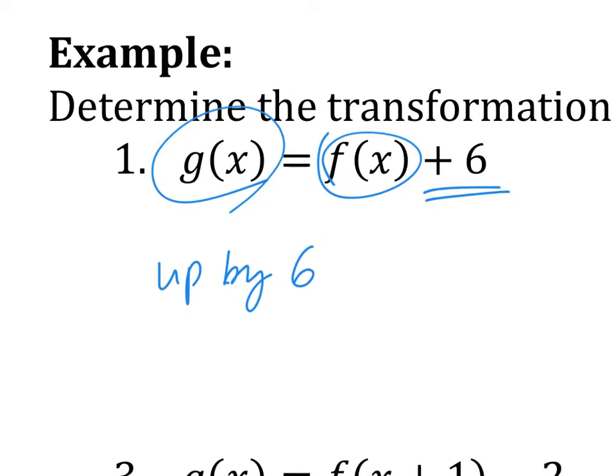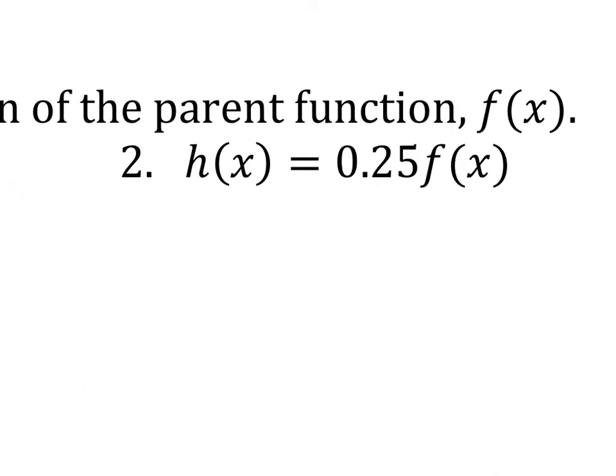Okay, let's look at another one. Number 2, 0.25 f of x. Yes, compress. Because the absolute value of that number, which represents A, is less than 1, or between 0 and 1, so it's compressed by 0.25.